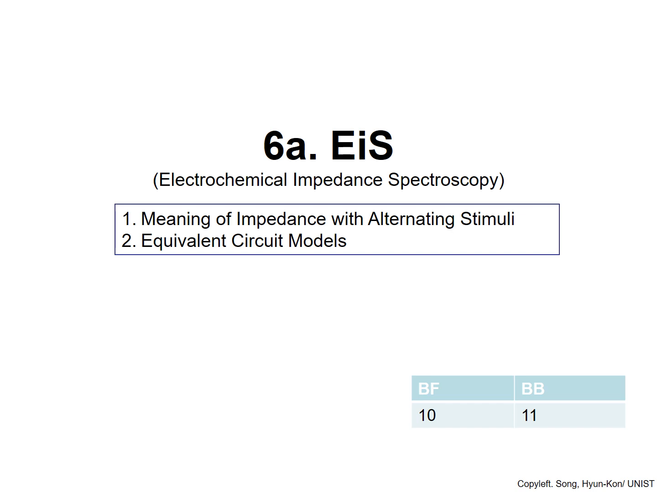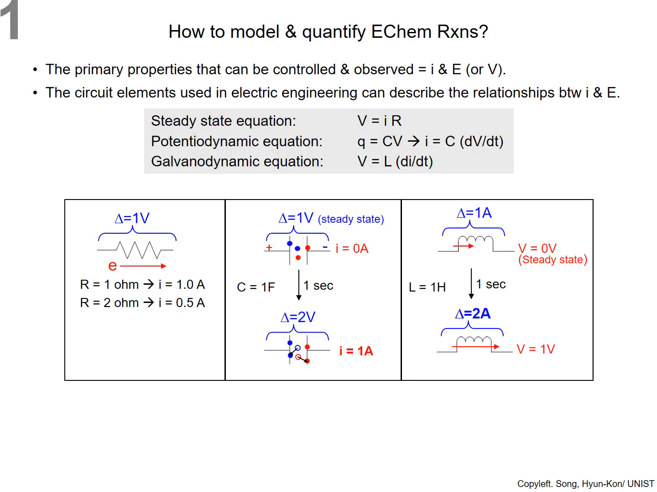Chapter 6 is about electrochemical impedance spectroscopy, EIS for short. First, I will introduce the meaning of impedance with alternating stimuli, and then we will go to the equivalent circuit models to represent the electrochemical processes. How to model and quantify electrochemical reactions.